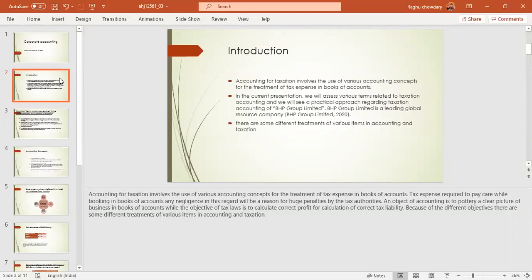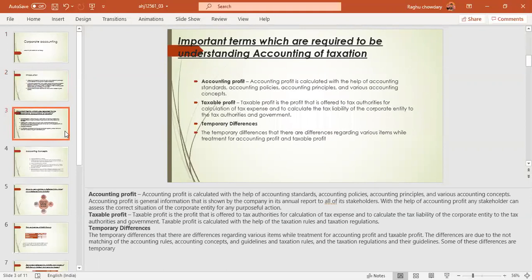And in this current presentation, we are going to apply the accounting taxation principles on the BHP Group to know its business output. Moving on to the next slide, I would like to state a few important terms that we are going to use in this presentation to understand the accounting of taxation. Those are the accounting profit, taxable profit, and temporary differences.